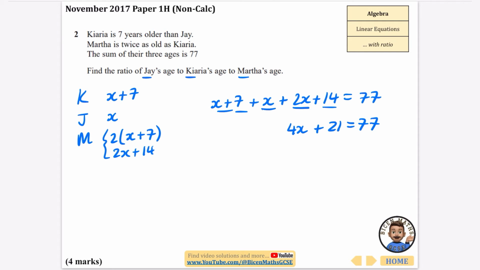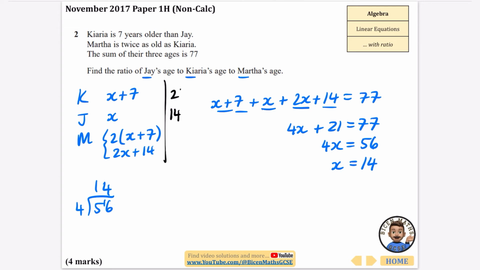So I'm going to do 77 take away 21, and 77 take away 21 is going to be 56. Again, you could work that out somewhere on the page if you need to. Now I'm going to do 56 divided by 4. Might just do a quick workout for this. 4 goes into 5 once, remainder 1, and 4 goes into 16 4 times. So that means x is equal to 14. So if we come back to this, that means that J is 14, Kira's going to be 21, and Martha is double that age, which is 42.